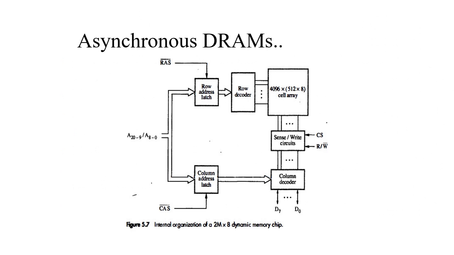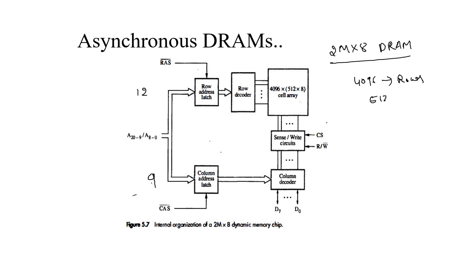So this diagram refers to the internal organization of a 2 mega into 8 bit dynamic RAM cell. So here the row address will be of 12 bits and the column address will be of 9 bits. So this becomes 512 into 8. We will have 4096 rows and 512 columns.